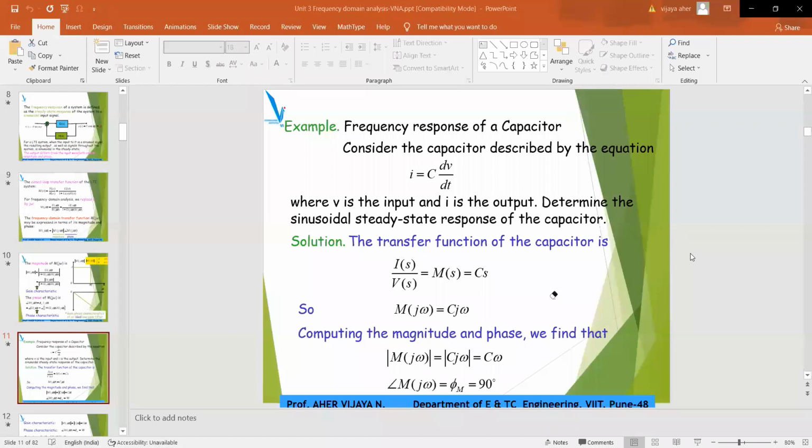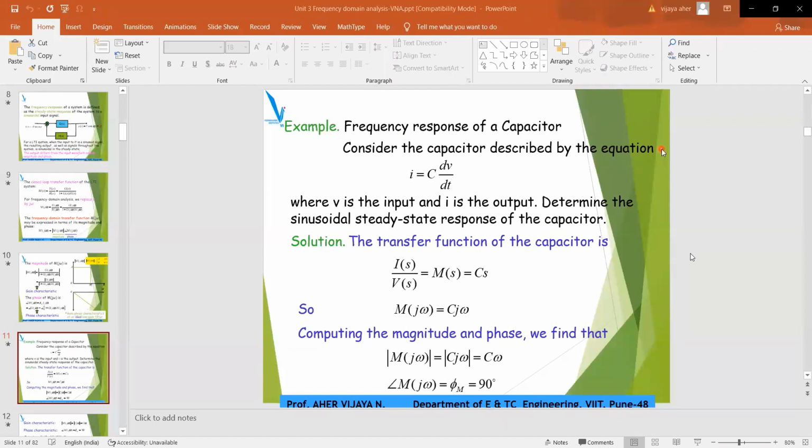So student, you are supposed to write this example. You might have studied the response and equation for current and voltage for capacitor in basic electrical engineering. हे तुम्ही शिकला आहात मुलांनो. So the same example I have taken over here in order to explain the frequency domain analysis. Write example, frequency response of a capacitor. Consider capacitor described by this equation.